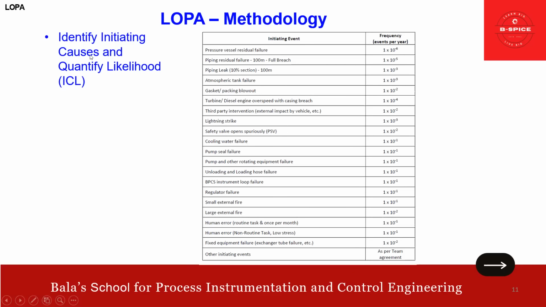Identify initiating causes and quantify likelihood, ICL. Can you see here? Initiating event, these all things, frequency you can see here. Pressure vessel residual failure, piping residual failure, piping leak. So against each initiating event, the frequency, meaning the events per year, is given here. So you can go through it and you can apply this. I'm not going through everything.